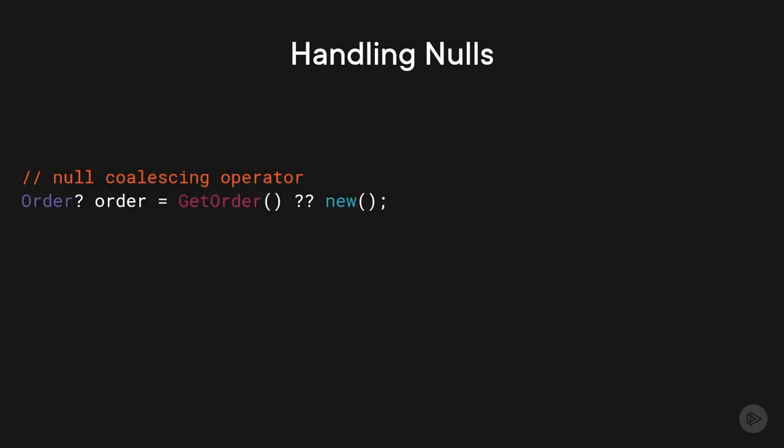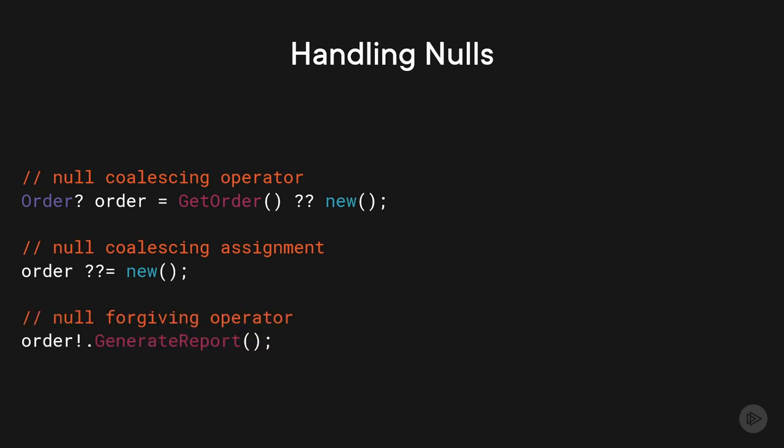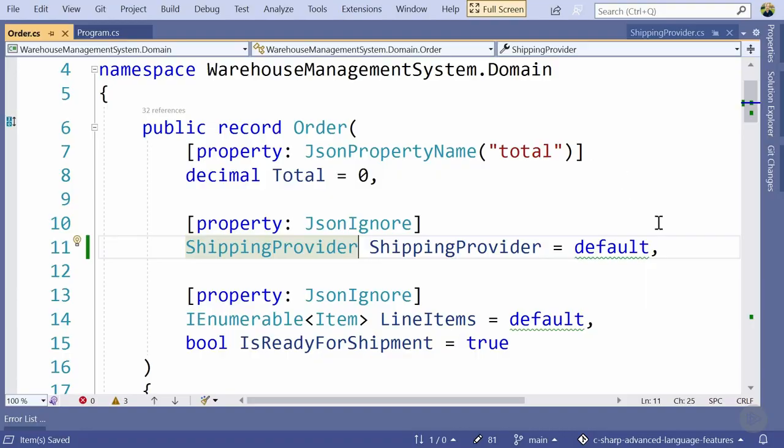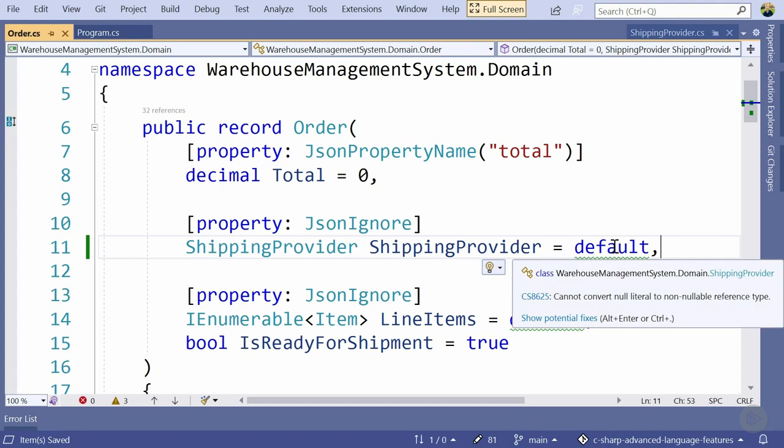In addition to the null conditional operator, you also have the help of the null coalescing operator, null coalescing assignment, and the null forgiving operator. In combination with the null conditional operator, we may want to introduce a default value if one couldn't be retrieved. Let's experiment with this. The order that we've defined using a record uses a few default parameters.